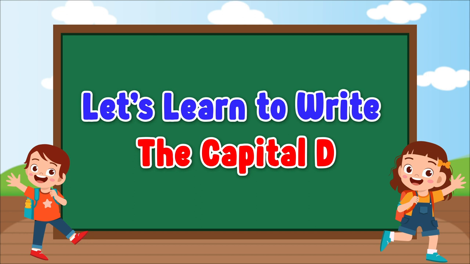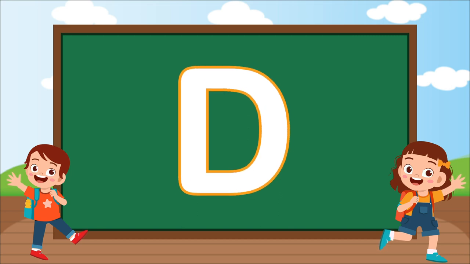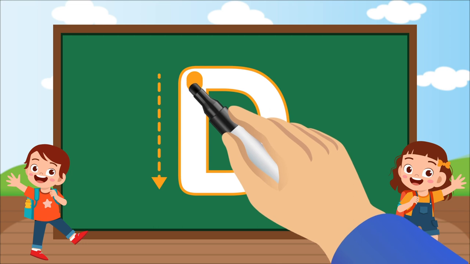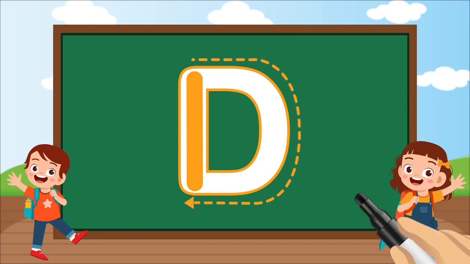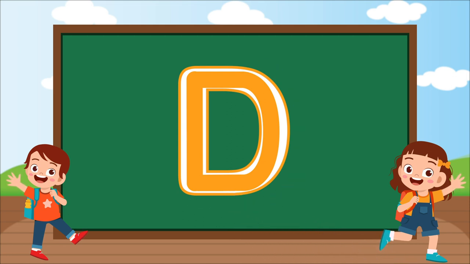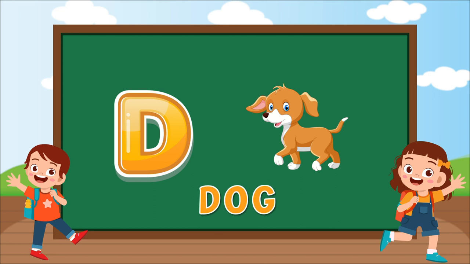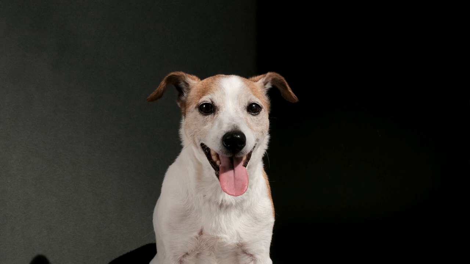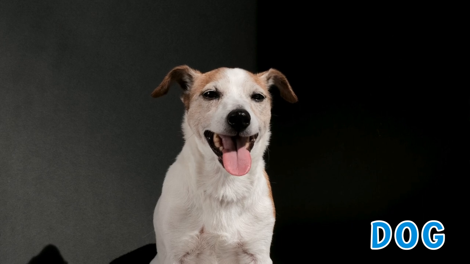Let's learn to write the capital D. First, we will draw a standing line. And draw a half circle to the bottom. D is for dog. Dog.